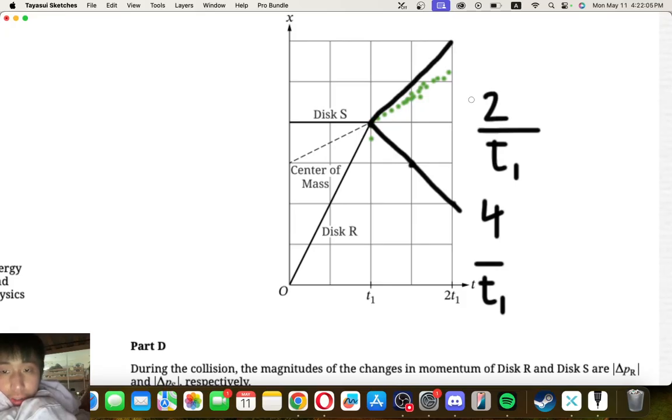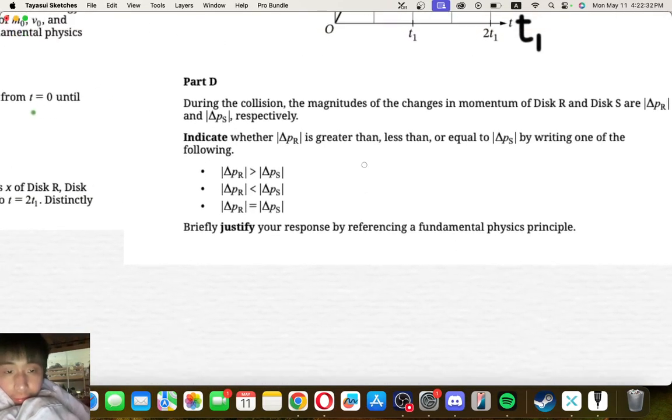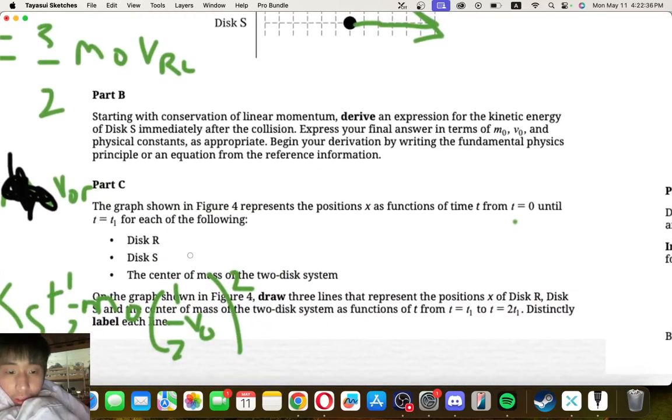Wagwan, my brother. Should be here to here, and here to... Can't draw for anything, bro. What the hell? Okay. So this is S, R, and C. Yeah, there you go. Is that all? Let's see. Okay.